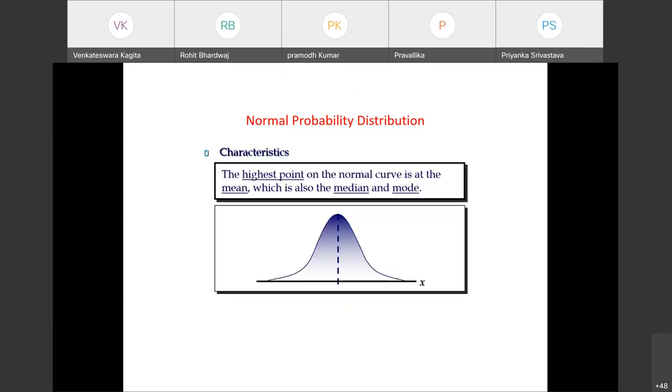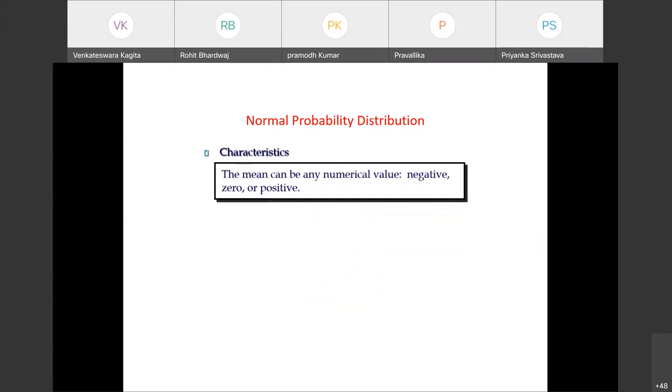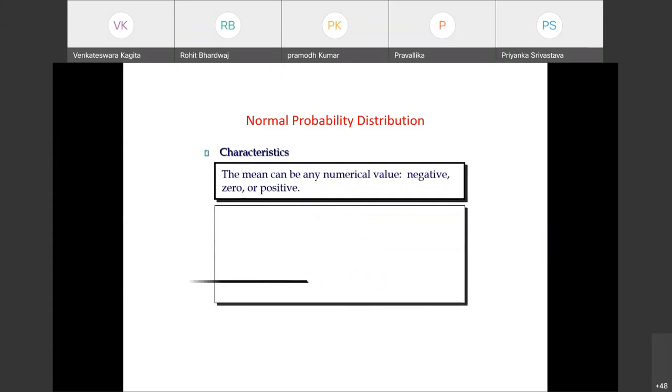And the highest point on the normal curve is at the mean. The peak is at the mean. So this peak point is at the mean, which we also call median and mode. And the mean can be any numerical value. It can be negative, zero, or positive. So with negative mean, you can see this is the curve. With zero mean, this is the curve. And with positive mean, that is the curve.